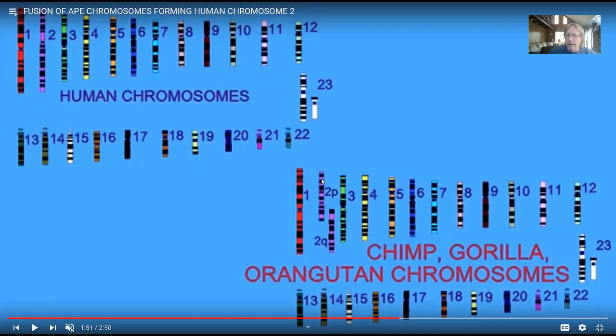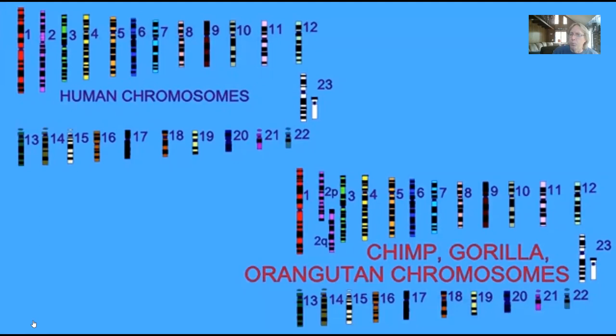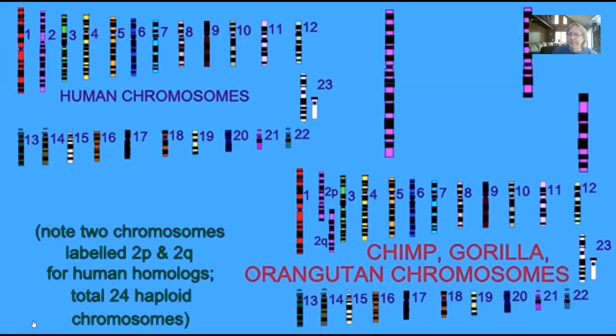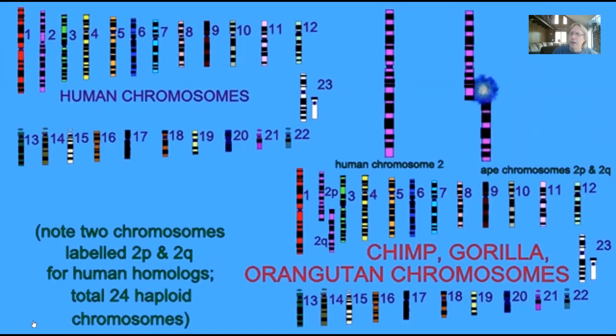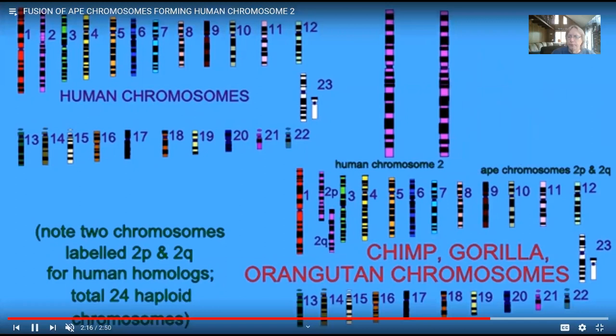These other apes have a small chromosome, which matches the top part of our chromosome 2, and a large and another small chromosome, which matches the bottom part of our chromosome 2. So we have one chromosome 2. They have two separate chromosomes, which match the two halves of our chromosome 2. What seems to have happened at some point in recent primate history in the evolution of the family Hominidae is that two small ape chromosomes fused to make the one large human chromosome 2, which is why we have a diploid count of 46 chromosomes and they have a diploid count of 48, all right?